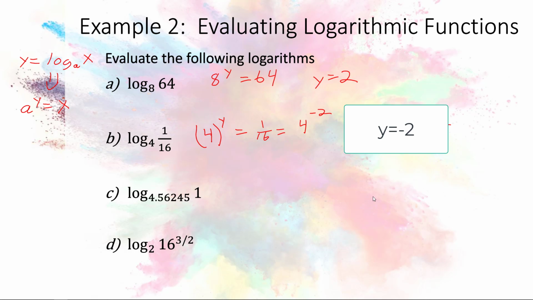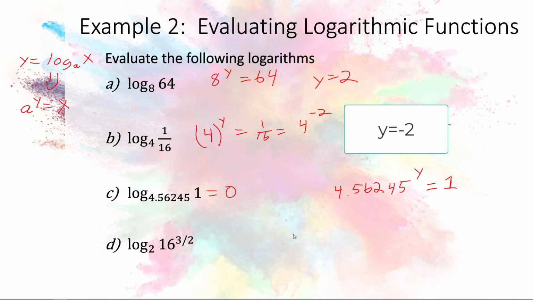Okay, now check this one out here. Here we have kind of a crazy base. The base is 4.56245. And we want to find the value of y that we must raise this base to in order to achieve 1. Well, any base raised to the 0th power will be equal to 1. So this actually is equal to 0. And then finally, we have this equation here.